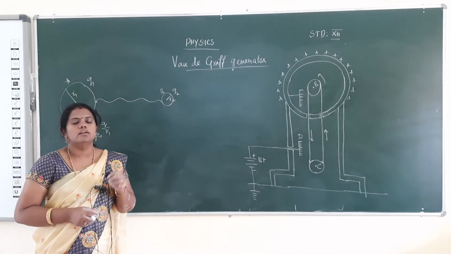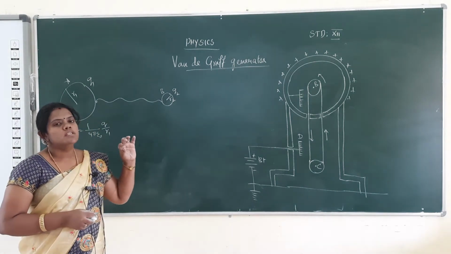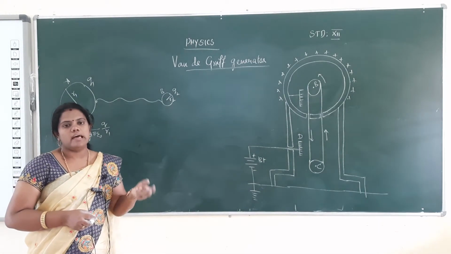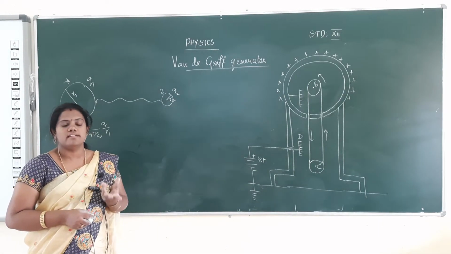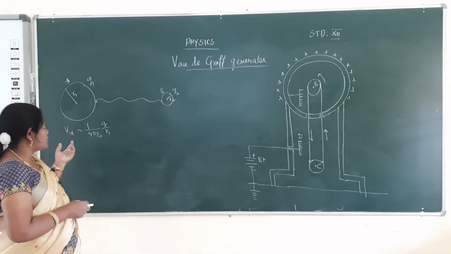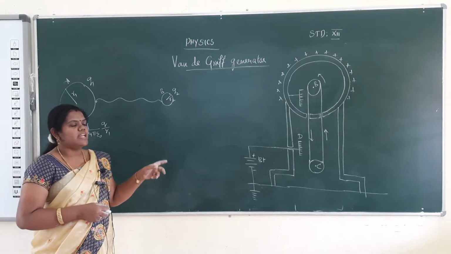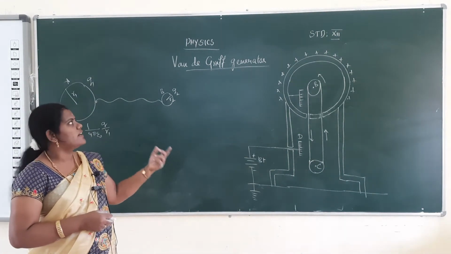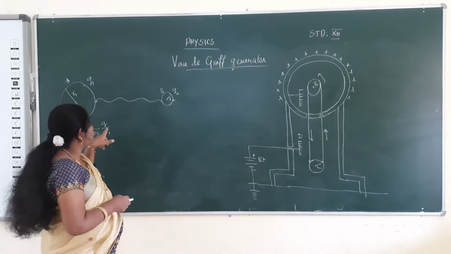First you should learn about the distribution of charges in the conductor, action at points, and then the lightning arrester. So first I will explain the distribution of charges in the conductor, so that it will be easy to understand the Van de Graaff generator.